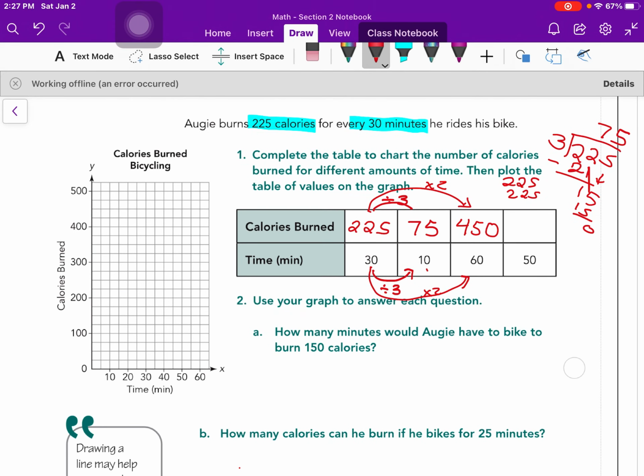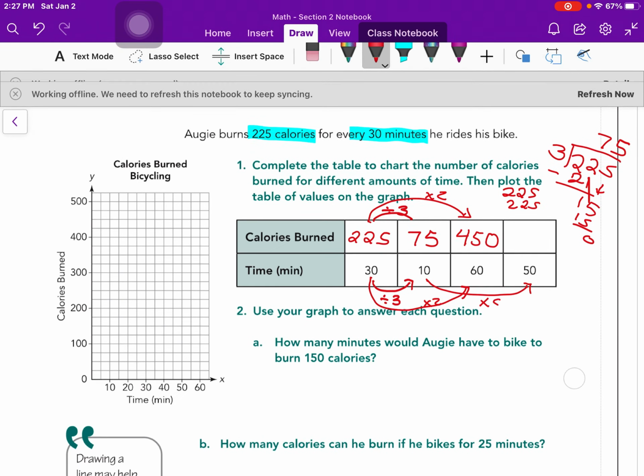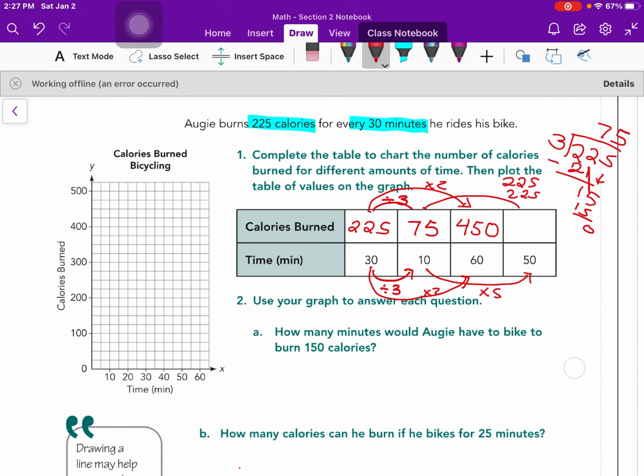I think I'm going to go from 10 to 50, because I know that if I scale up and go from 10 to 50, I times by 5. So I can do that here, times by 5. So I have to take 75 times 5, and 7 times 5 is 35, plus 2 is 37. So 375 calories in 50 minutes.